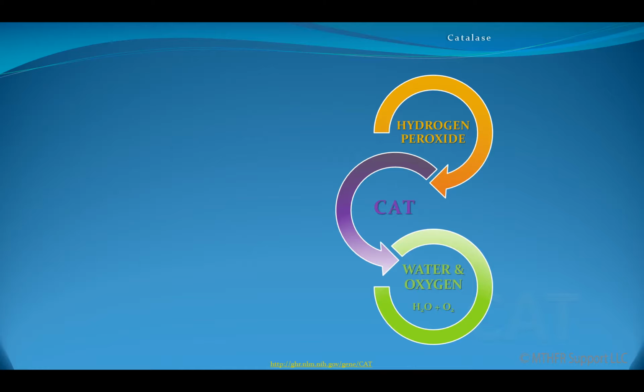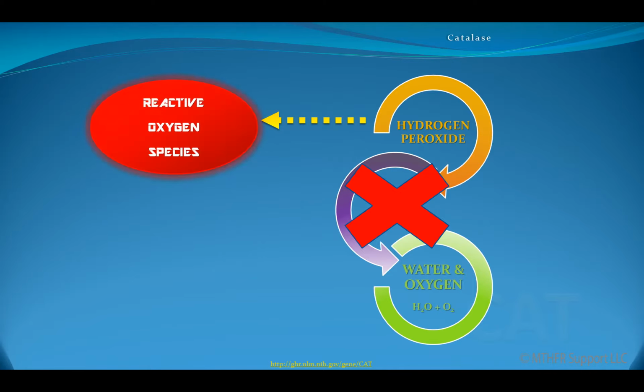If hydrogen peroxide is not broken down by catalase, additional reactions convert it into compounds called reactive oxygen species that can damage DNA, proteins, and cell membranes.